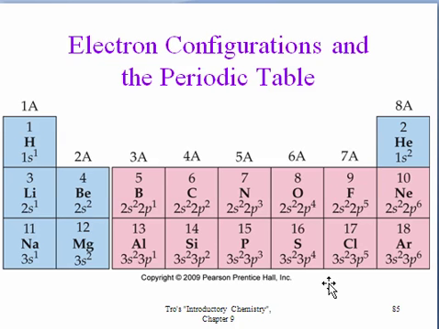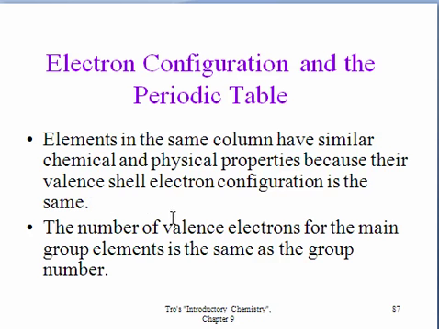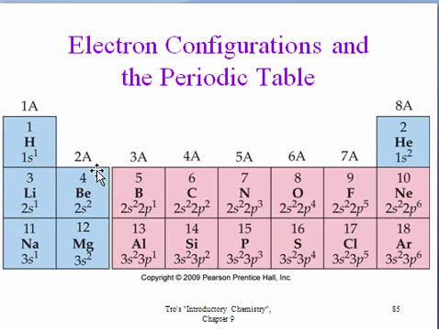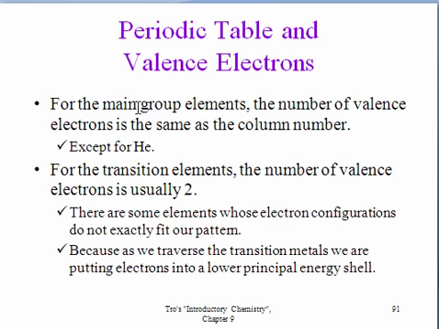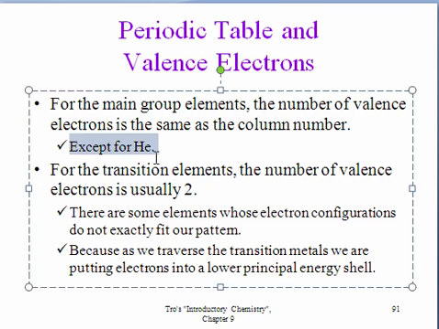If you need to figure out the number of valence electrons, all you have to do is count from left to right, ignoring the d block. Elements in the same column have similar chemical and physical properties because their valence shell electron configuration is the same. The number of valence electrons for any main group family is going to be the same as the group number, which we saw up here. 1, 2, 3, 4, 5, 6, 7, 8. Now, just to recap, for the main group elements, the number of valence electrons is the same as the column number except for helium, which only has 2 electrons.